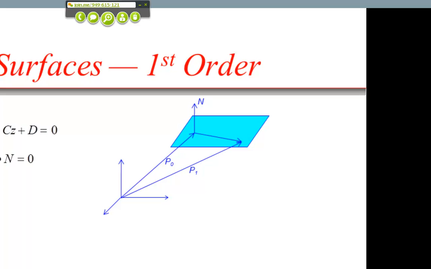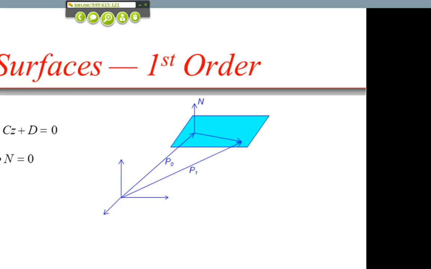And so the representation in this illustration is that if we have some vector that lies in the plane, the vector is from p0 to p1. If we have that vector and we dot it with the normal, then it defines a plane.